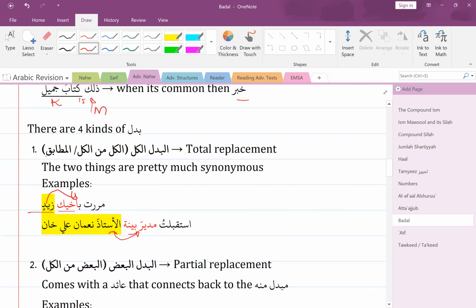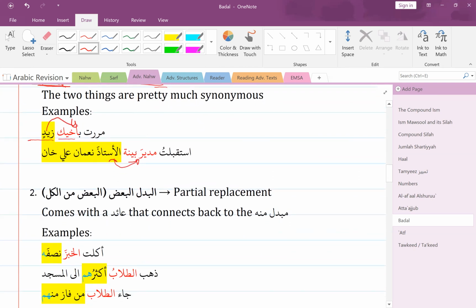It's important to know these names because these are the names you're going to see in most of these books. So I'm giving you these names not just for the sake of it, but because these are names you're going to come across so that you're familiar. When you see badal al-mutabiq, you don't be like, which kind of badal is this? We didn't learn about this, but no, it's the same. Badal al-kull is the same as badal al-mutabiq. That's the first kind of badal.